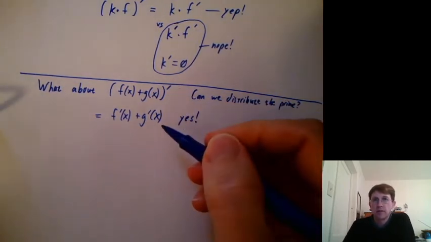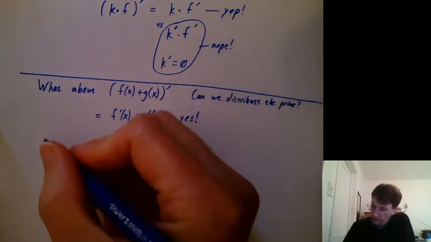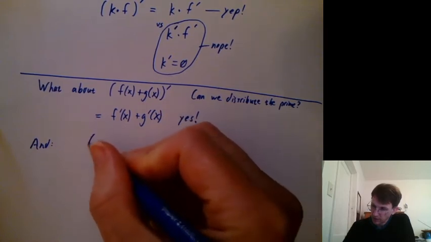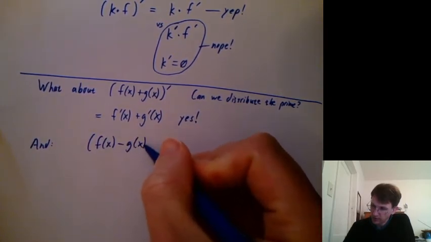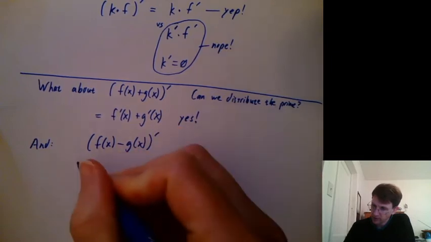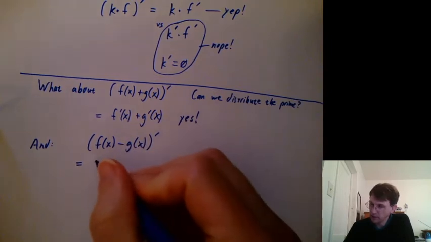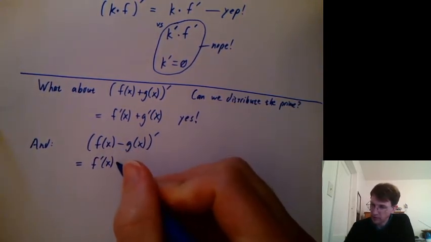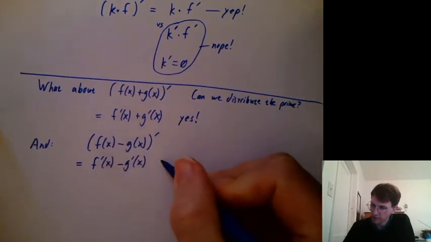So what other questions can we ask? Now that we've seen this, what other things might we be curious about? Well, how about instead of adding, how about subtracting? Do you think that works? Go ahead and take a guess what that might end up being. So we might guess that you can distribute the prime. That would be f prime minus g prime of x.